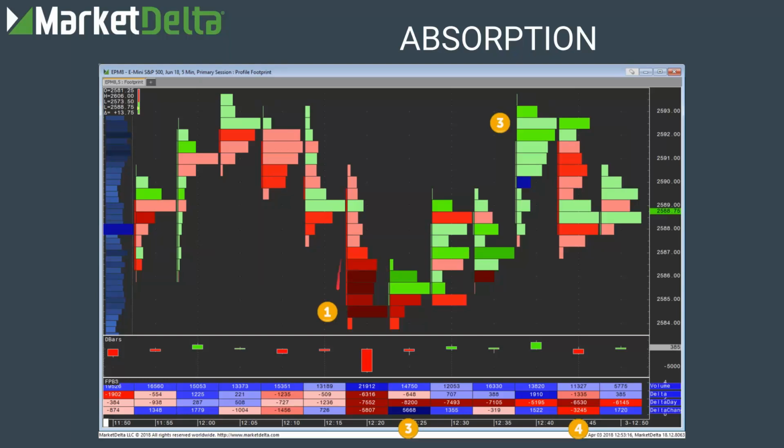So I know there's shorts caught. They're caught short down here. That's what this tells me. And what happens when shorts are caught? You don't type it in, but you know what happens. They have to get out, chase it the other way.